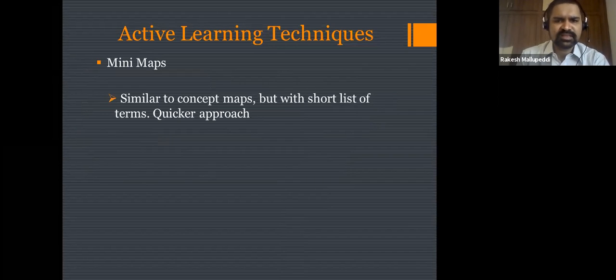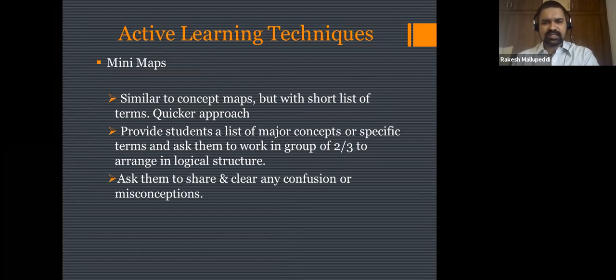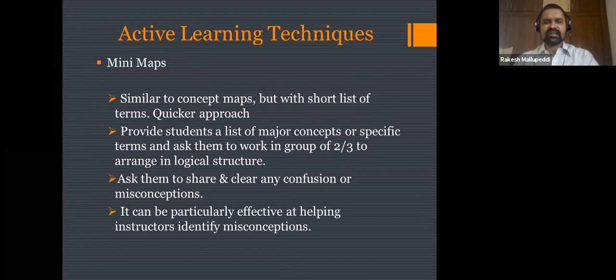Now mini maps. Similar to concept maps, but with a short list of terms, a quicker approach. You're providing students a list of major concepts or specific terms, and asking them to work in a group of 2 to 3 to arrange them in a logical structure. Ask them to share, to clear any confusion or misconceptions. It's particularly effective at helping the instructor identify misconceptions.